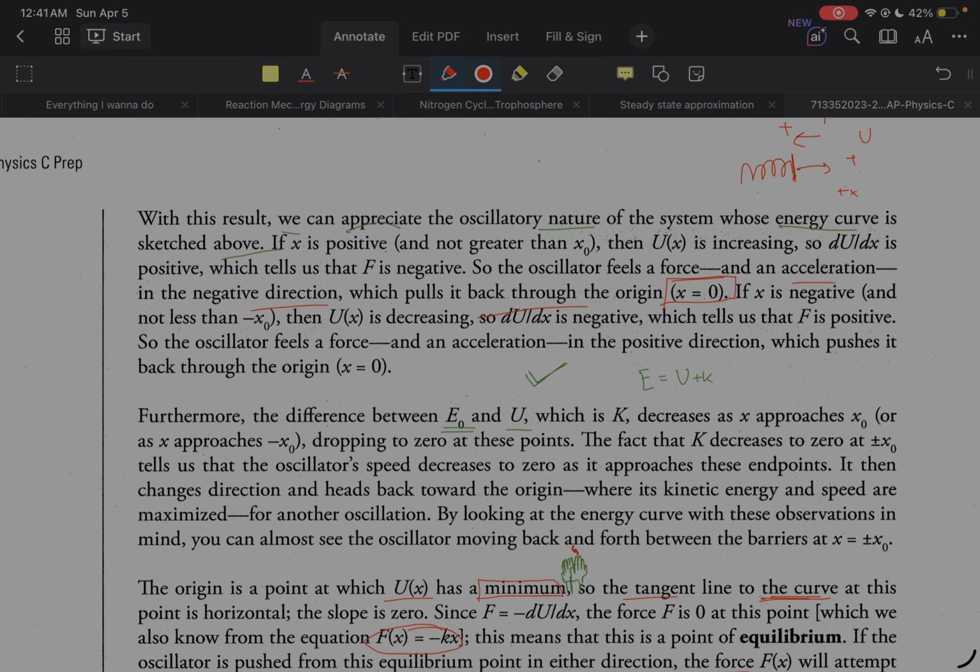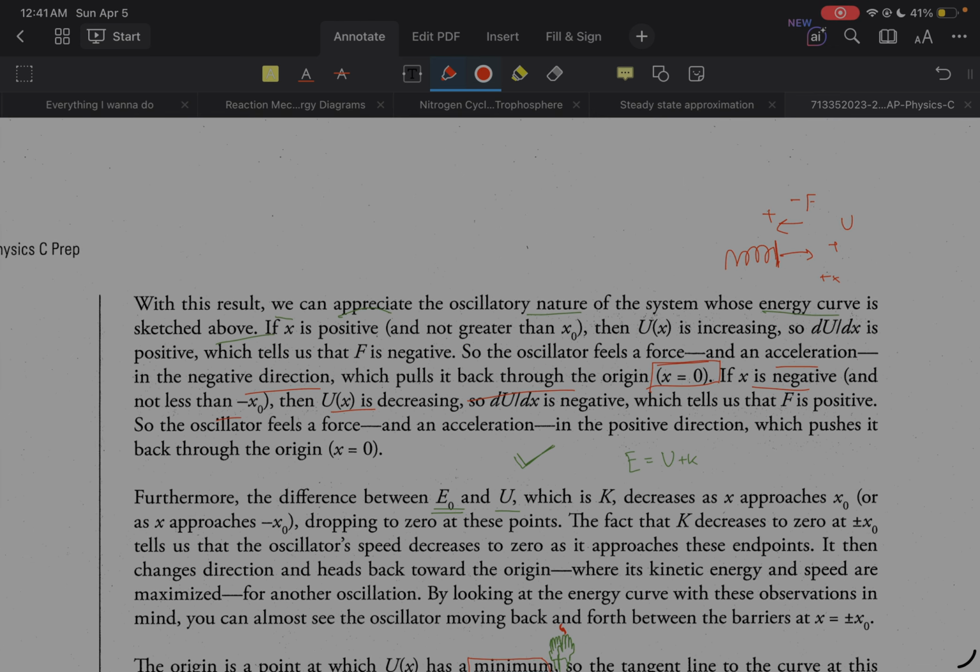Furthermore, if x is negative and not less than negative x0, then U of x is decreasing. So if it was compressed, U of x is actually decreasing because the potential energy compared to the zero line is less. So even though the magnitudes might be the same, it's always relative to a reference zero line for potential energy. Thus, that's what it's going to be.